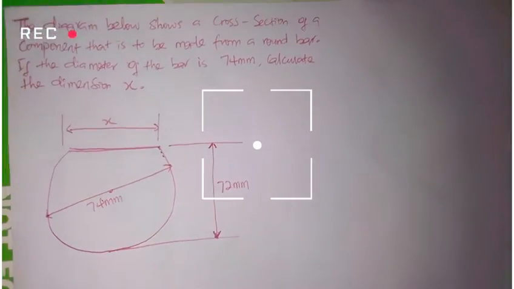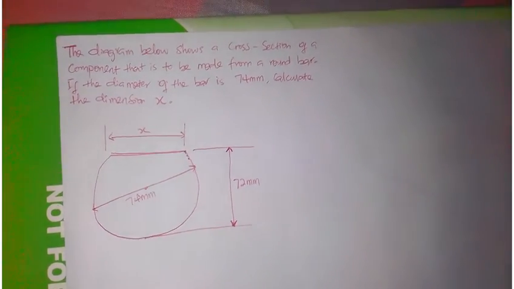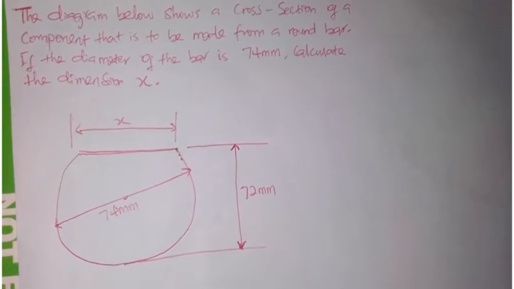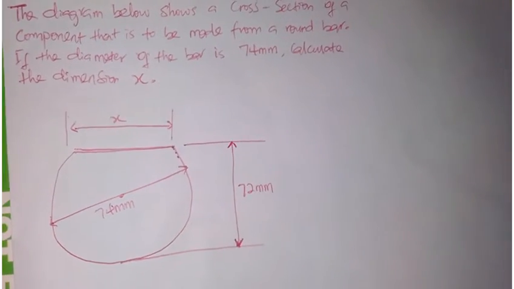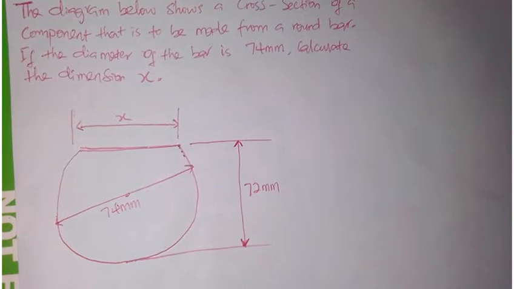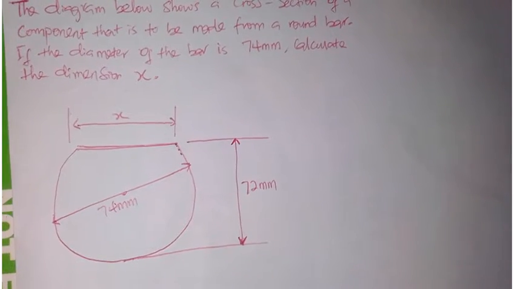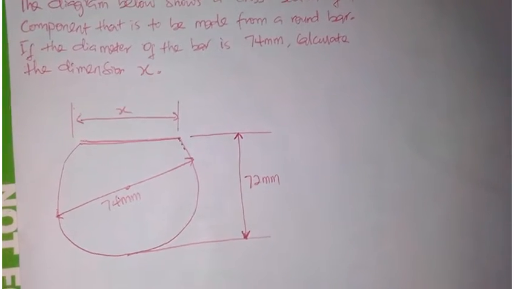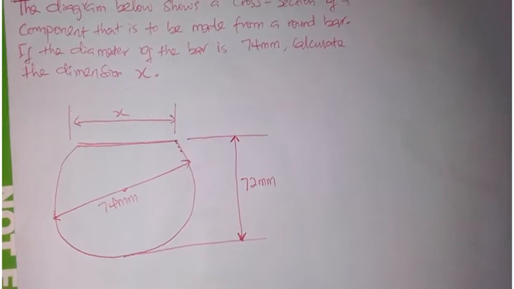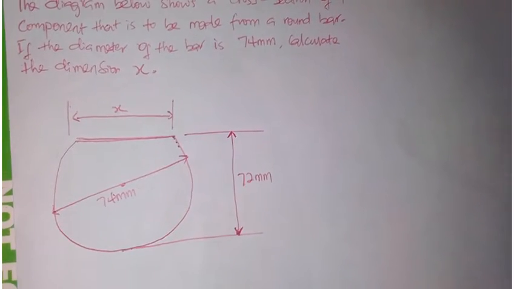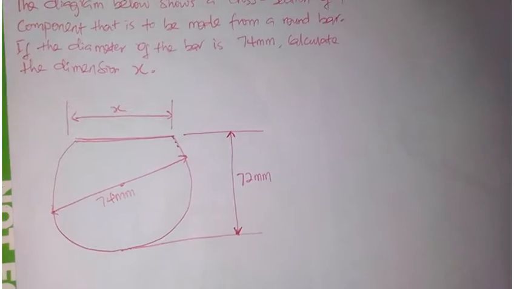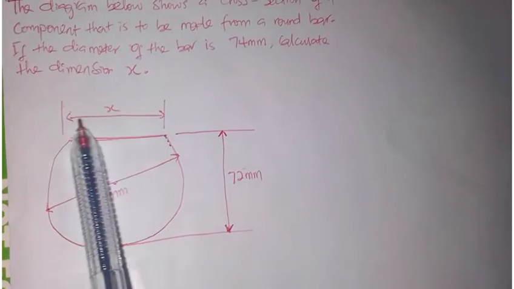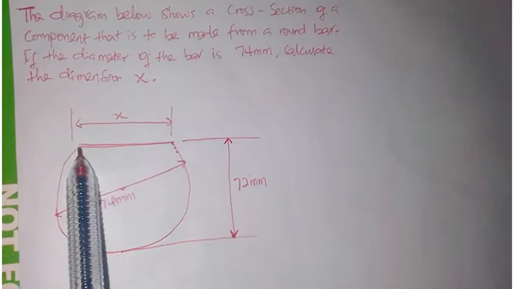Let's quickly look at this question we have under trigonometry. The diagram below shows a cross section of a component that is to be made from a round bar. If the diameter of the bar is 74 mm, calculate the dimension x. From this diagram, this is the part I'm looking for, that is this length.